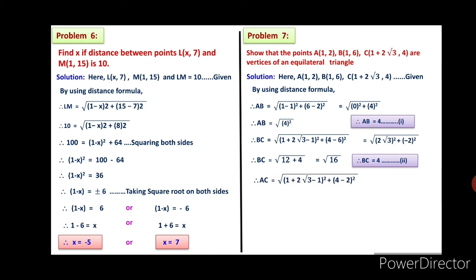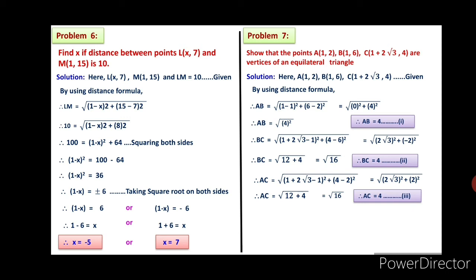Now, AC is equal to under root of bracket 1 plus 2 root 3 minus 1 bracket to square plus bracket 4 minus 2 bracket raised to square. Therefore, you are getting that here again 1 and minus 1 get cancelled, 2 root 3 bracket raised to square plus 4 minus 2 is 2 bracket raised to square. Therefore, AC is equal to under root of 2 root 3 the square is 12 plus 4, which will be root of 16, that is AC is equal to 4.